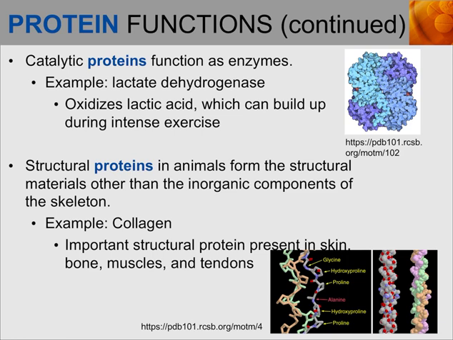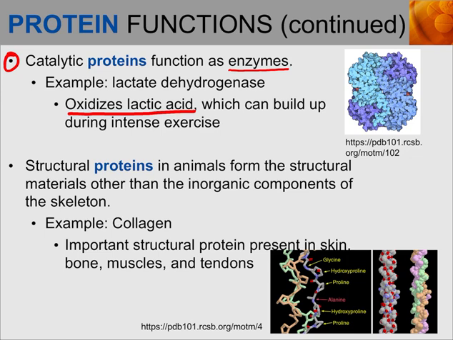So let's talk about different types of proteins, and I'll give an example with each type. So the first type of protein is a catalytic protein. So these function as enzymes. And remember, in the next chapter, chapter 20, we're going to discuss enzymes in more detail. But one example of an enzyme is called lactate dehydrogenase. So this is going to oxidize lactic acid.